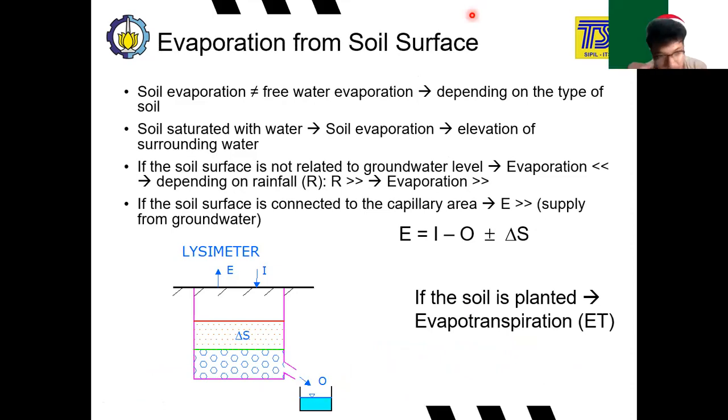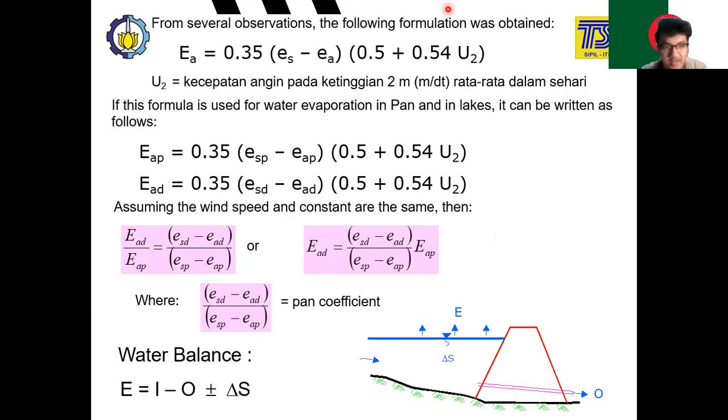Yes, I would like to ask a question, Miss, from the previous slide. What are the P and D in EAP and EAD? P means the evaporation in the pan. D is the lakes, because it is translated from the Indonesian slide. Lakes is danau, so it becomes the D one. Okay. Thank you. That's all.